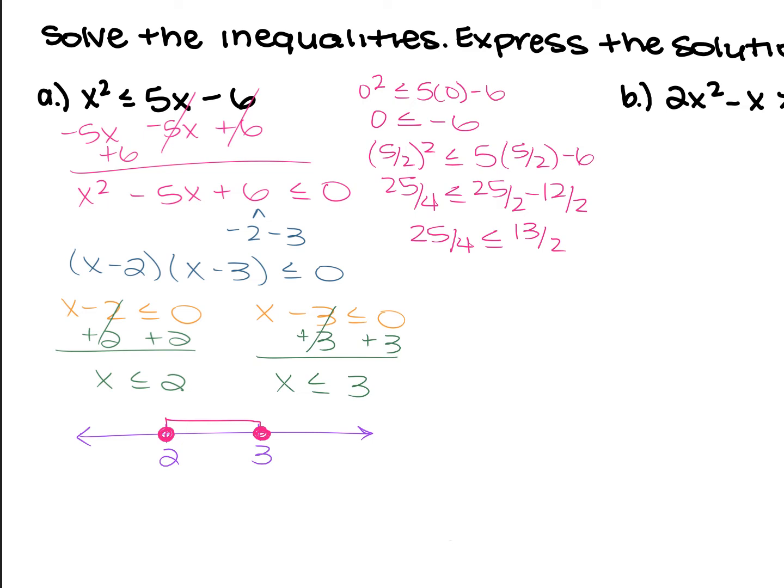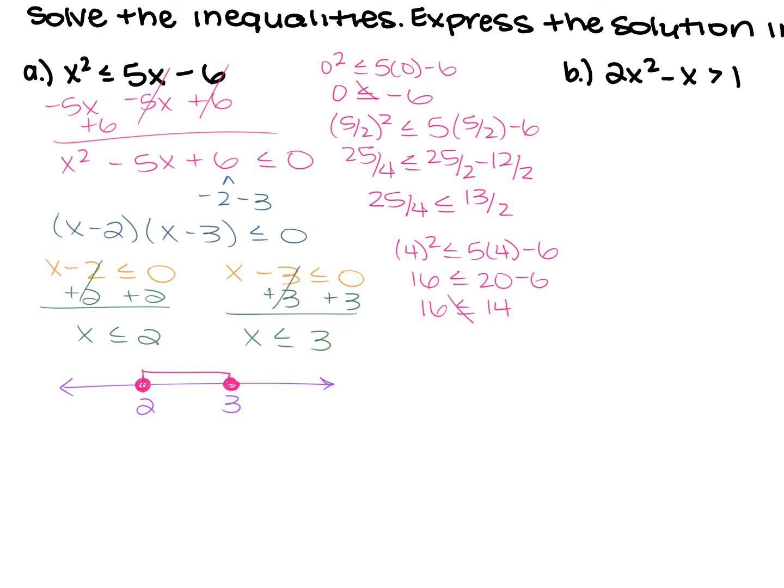If we also tested a number greater than 3, which would be 4, we would have 4 squared is less than or equal to 5 times 4 minus 6. That 4 squared is 16, less than or equal to 20 minus 6 is 14. So 16 is less than or equal to 14. That one's not a true statement either. So that shading would not go to the right of that 3. So from here, we just have the shading between the 2 and the 3, with closed circles on both the 2 and the 3. So our interval notation would go from 2 to 3, including both of those.